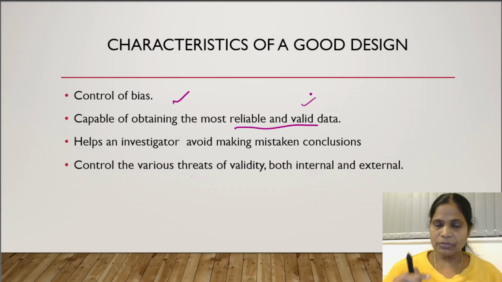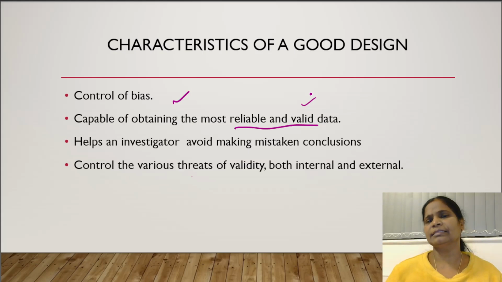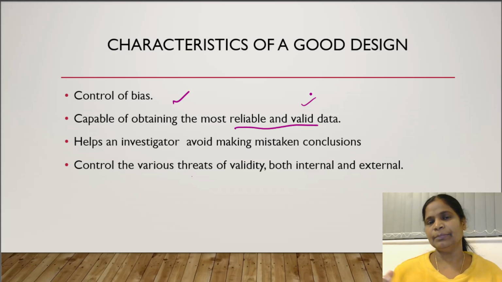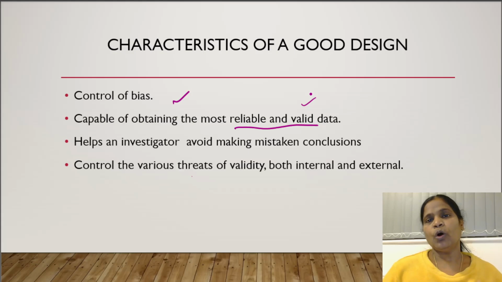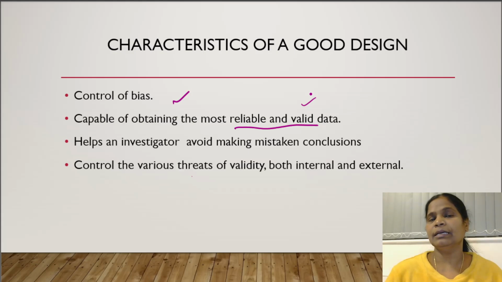When we use this word validity, there are different types of validities: internal validity, external validity, face validity, content validity, concurrent validity. I'll explain them in my next video. But at present, when we ask whether it is valid or not, it means whatever tool you are going to use to find out something, is it measuring what it is supposed to measure, what you want to measure or not. That is called validity.